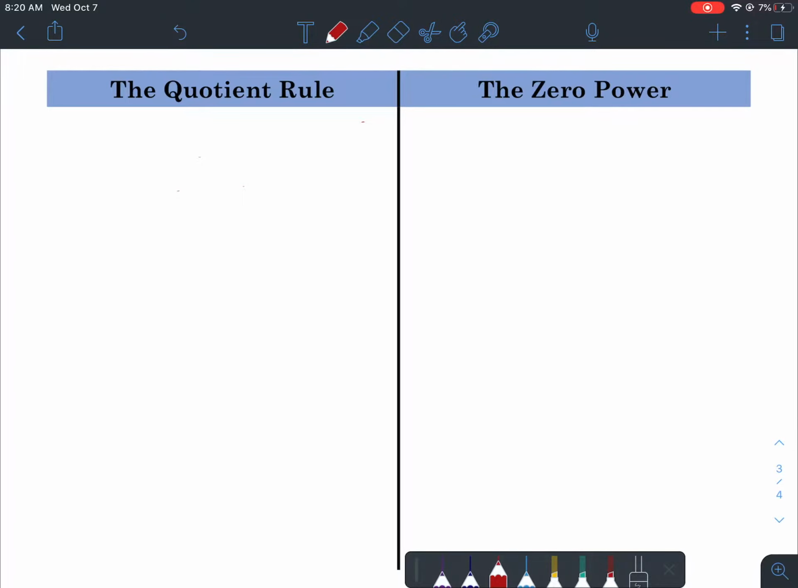Hello everyone. Yesterday we talked about the quotient rule, which is new. So we're going to go over the quotient rule and some examples. In addition, we're going to talk about the zero power rule as well.